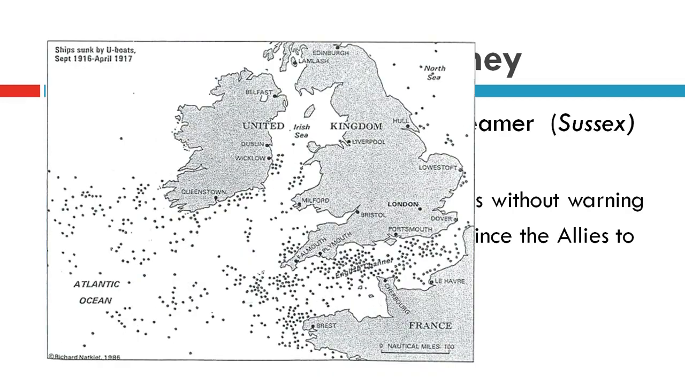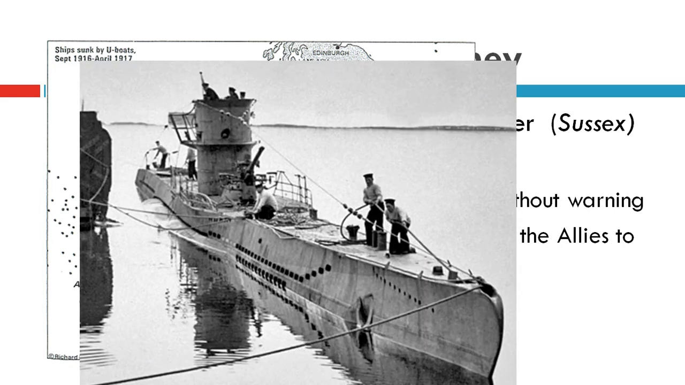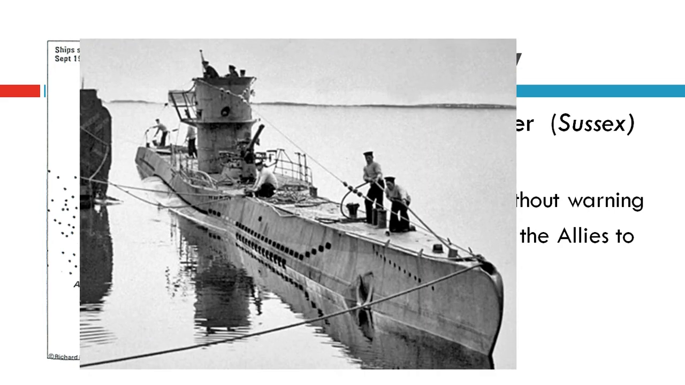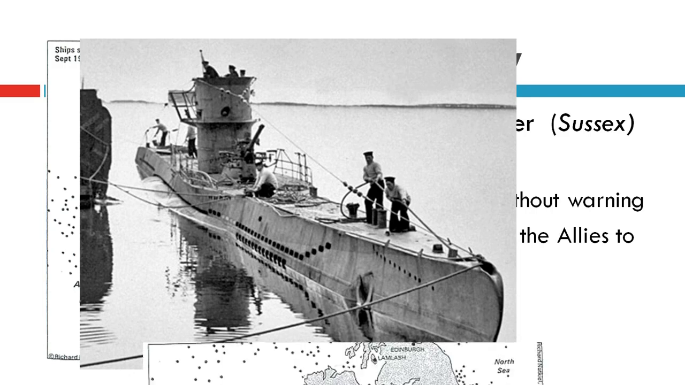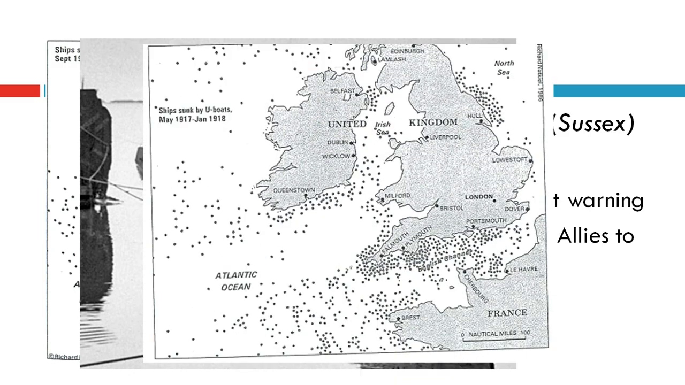Here's a map of those submarine attacks. September 1916 and 1917, each ship is represented by a dot on the map. Quite a few in the English Channel especially. Here is a nice picture of a U-boat. And here's a map of 1917 and 1918. Again, these are different ships, so very heavily concentrated around the ports in the English Channel.